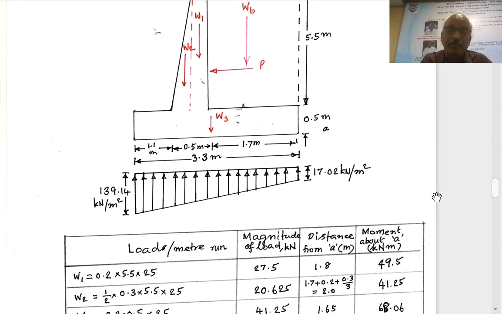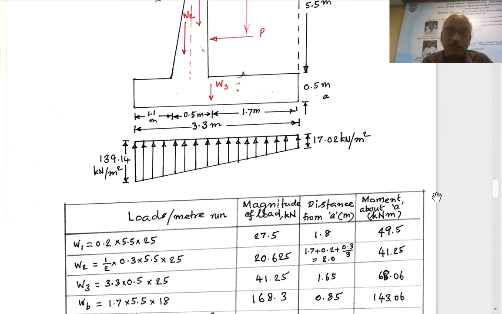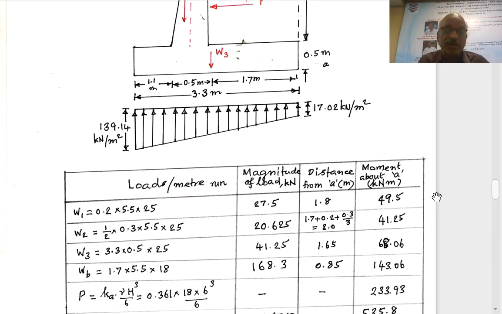Next is the weight of the backfill. Height is 5.5 meters, width is 1.7, on the length of the heel it is standing. So 1.7 into 5.5, and in the perpendicular direction the length is 1 meter. So that gives the volume. The volume equals 1.7 into 5.5 into 18. The 18 is the unit weight of earth, not 25. 25 is the unit weight of concrete. So now we have used 18 as the unit weight of soil, right? And the distance is 1.7 by 2, equal to 0.75.